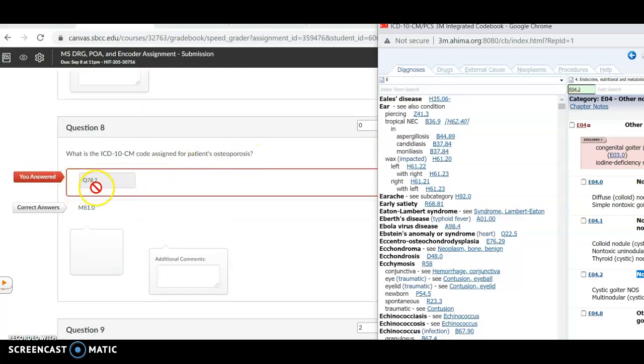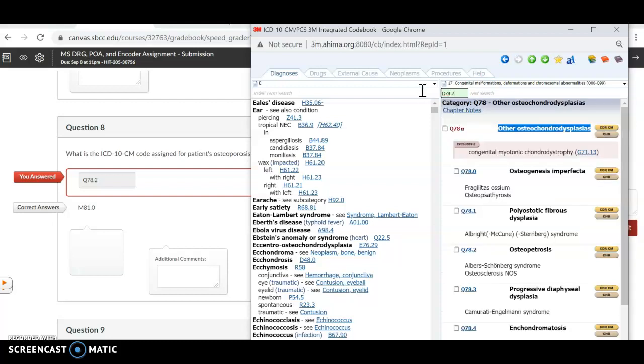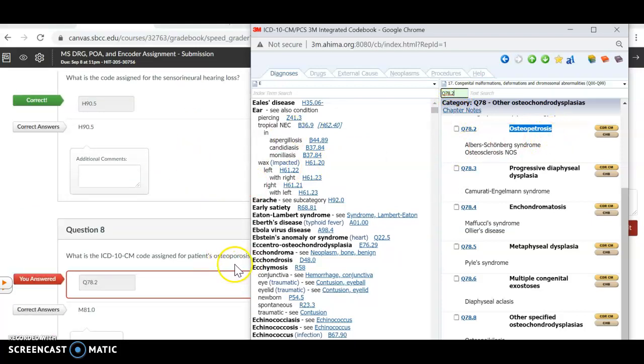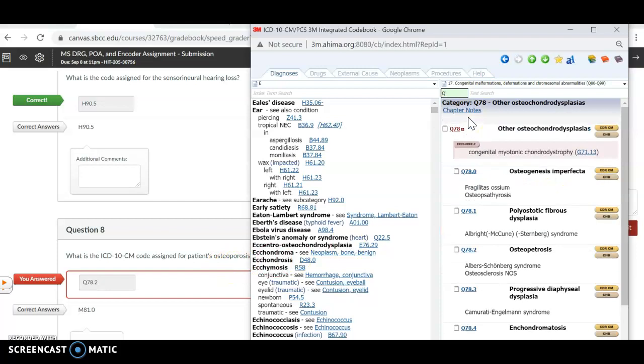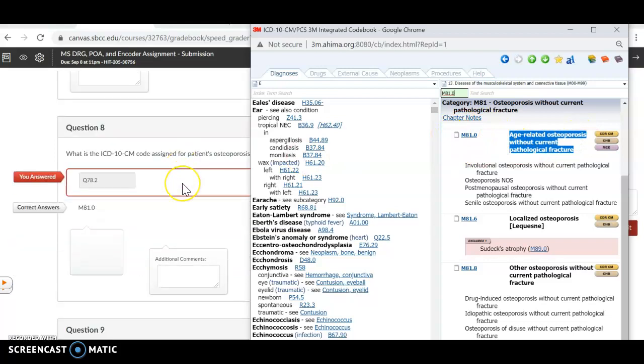Okay, so with this one here, just looking at that, you have a Q code. With the Q code, if you put that in, that usually means congenital. And this wasn't a congenital disorder, so you have to keep that in mind. Oh, actually, I take that back. You have osteopetrosis. Okay, so that is not what we're looking for. If you look here, we have osteoporosis. So we need M81.0, age-related osteoporosis. So that is our diagnosis code. So let me know if you have any questions on that one.